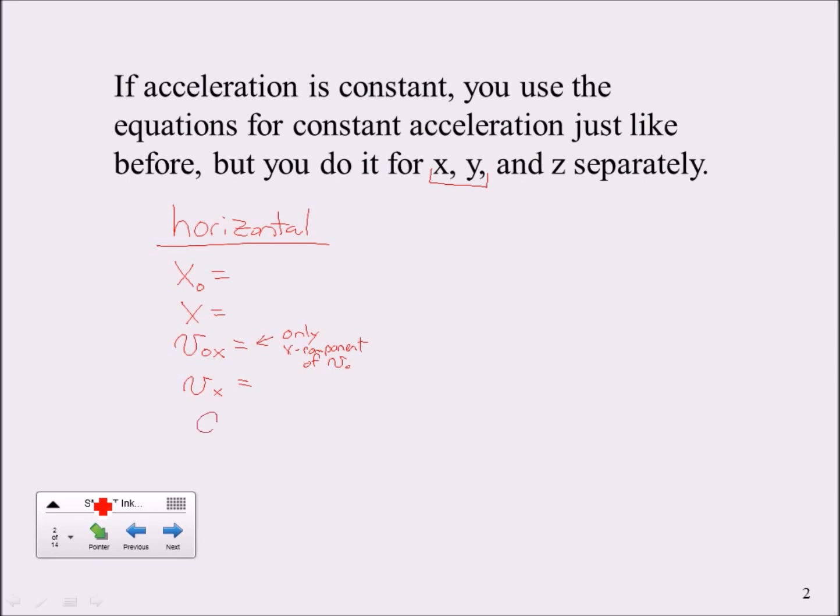And when we talk about the acceleration, we're only going to look at the acceleration in the x direction if we're looking at the horizontal motion. And then our final variable is the time t. And then we would set up a vertical column.